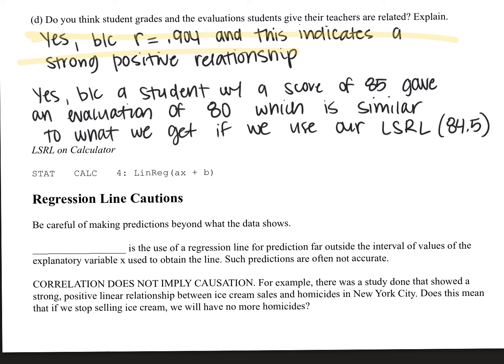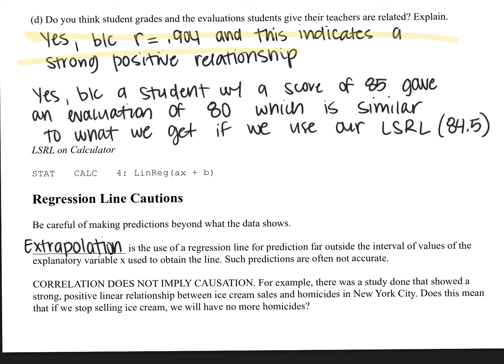Okay. So one thing we have to worry about with our regression lines is we have to be careful of making predictions beyond what the data shows. So extrapolation, which is a very fancy word, let's see if I can spell it. Extrapolation is the use of a regression line for a prediction far outside the interval of values of the explanatory variable x used to obtain the line. And such predictions are often not accurate.